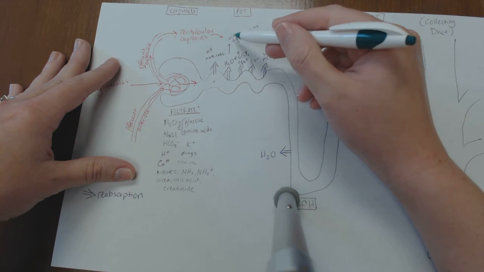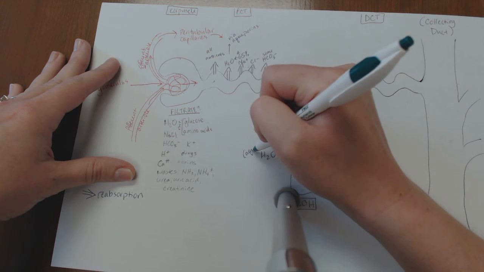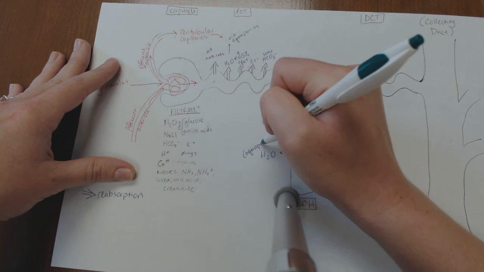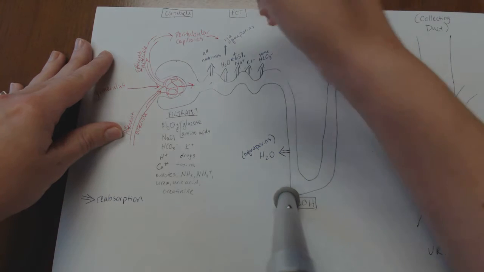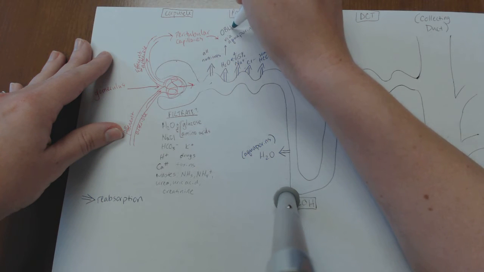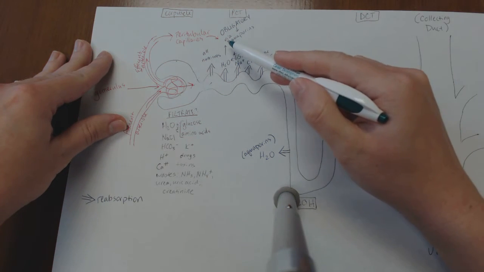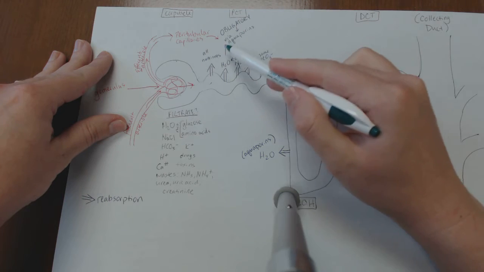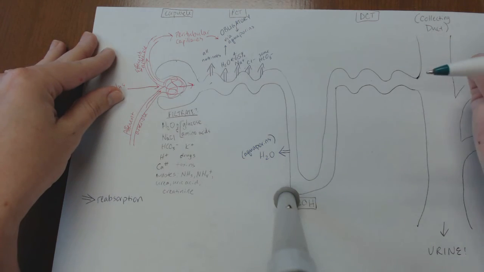So water reabsorption is very efficient here at the PCT and here at the descending limb of the loop of Henle because of aquaporins. In fact, what you want to call this up here is obligatory water reabsorption, because of the permanent insertion of aquaporins all the way around here.